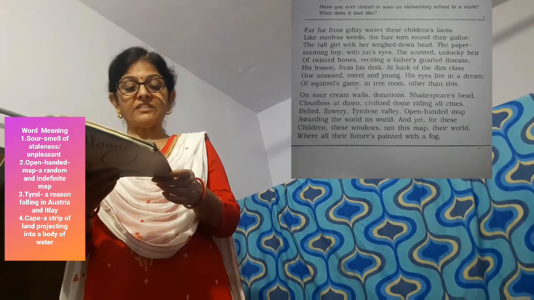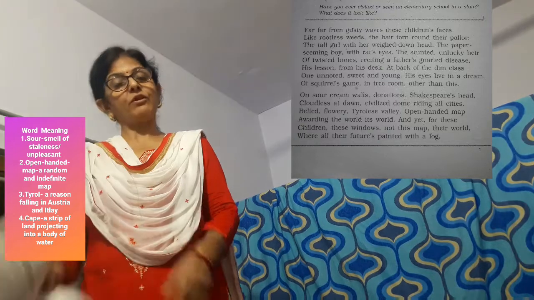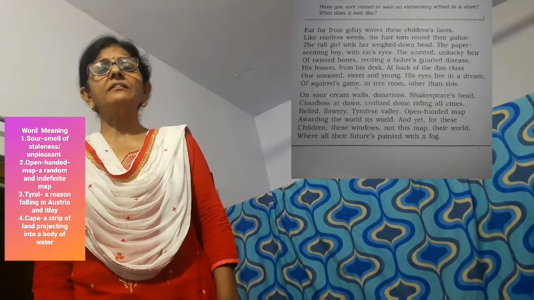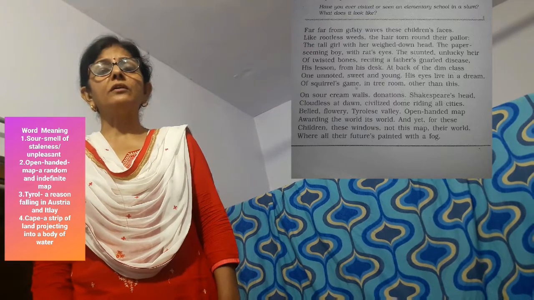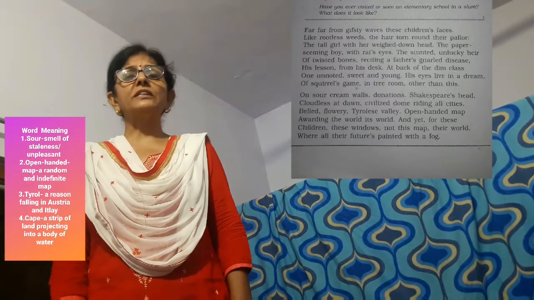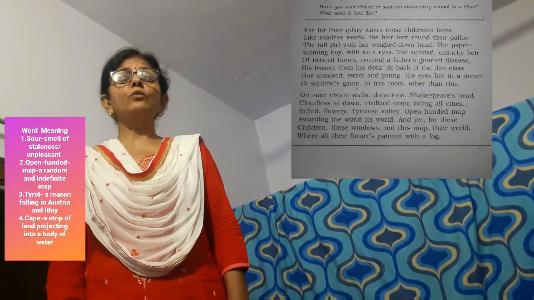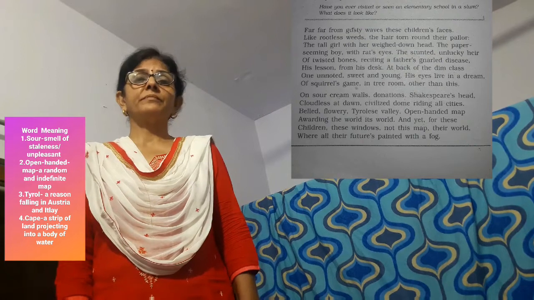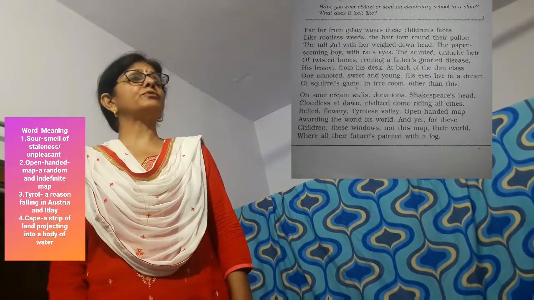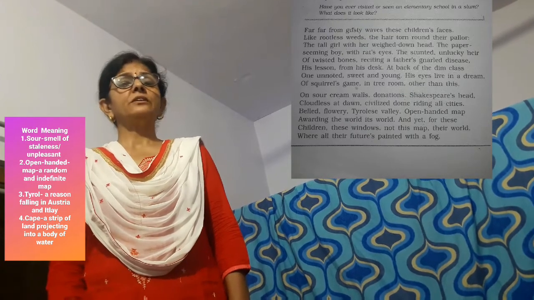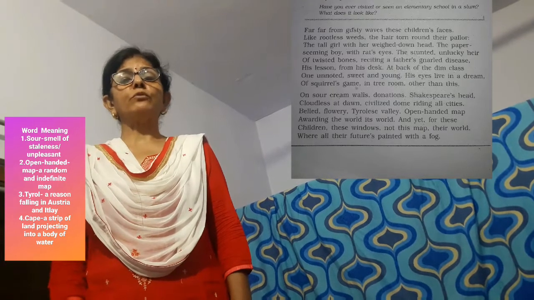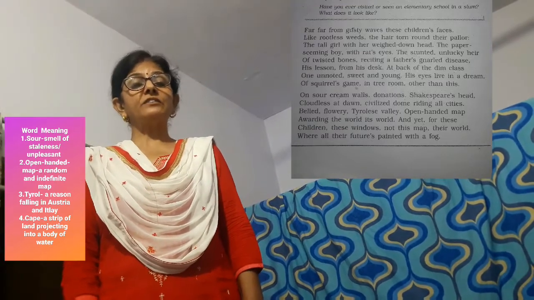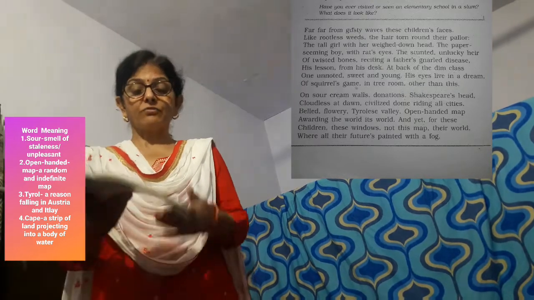And yet, for these children, these windows, not this map, their world. The children of the slum had nothing to do with that map, with the map of the world. Why? Because they were unknown to the beautiful cities, the beautiful scenery, the beautiful morning. They were only known to their slum. So as these cities, this beautiful scenery had nothing to do with them, this map was not their world. Their world was only the narrow street which they could see from the window of the classroom.